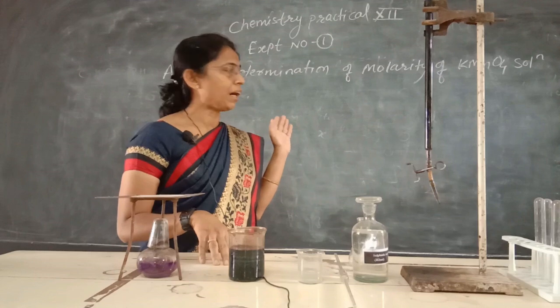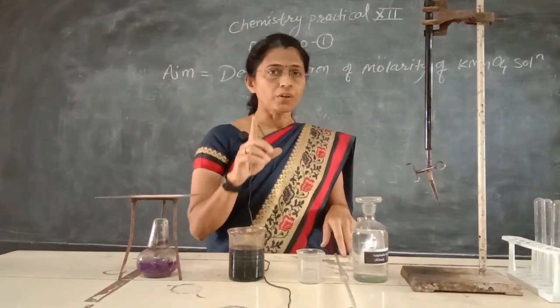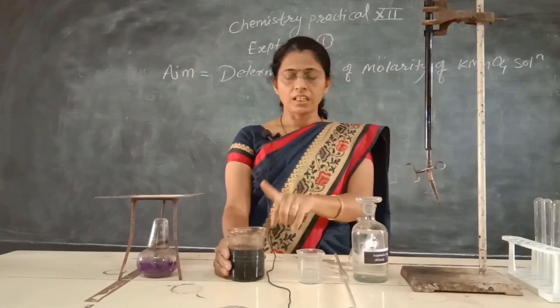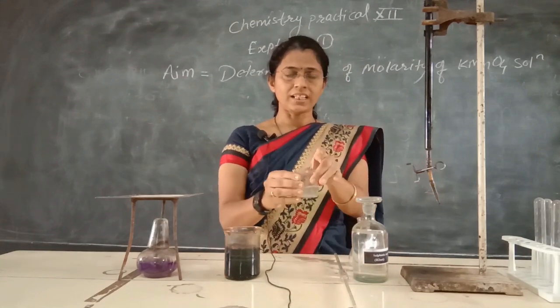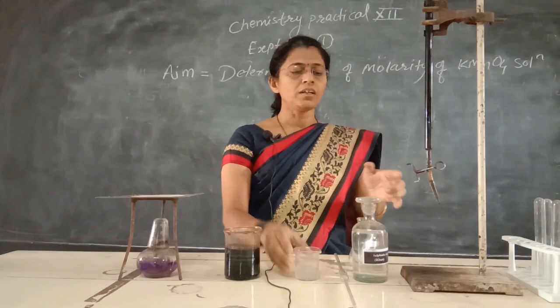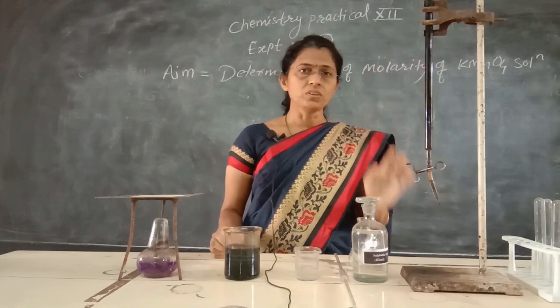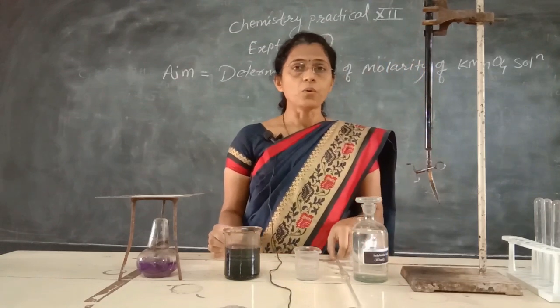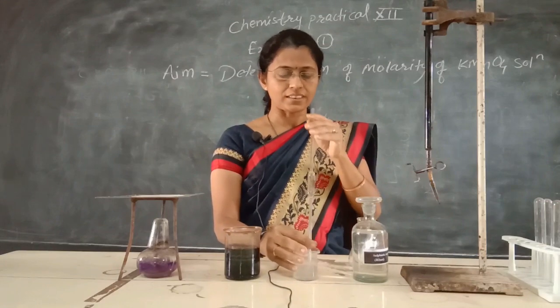Experiment number 1, part B, that is determination of molarity of KMnO4 solution. For this experiment, we need KMnO4 solution of unknown concentration, 0.1 molar oxalic acid and sulfuric acid. Your burette is adjusted up to the 0 ml mark. Now, I pipette out 10 ml of oxalic acid.